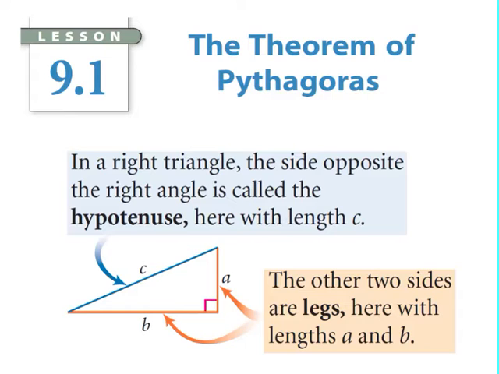The other two sides are called the legs. Here they have lengths A and B. It doesn't matter which one is A and which one is B, just as long as each of those are touching the right angle.